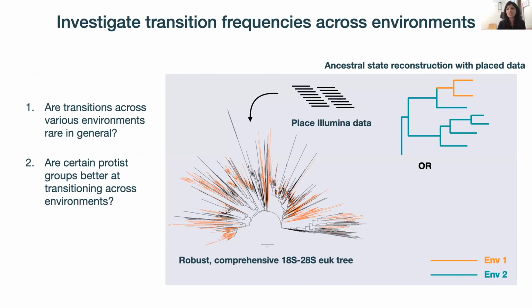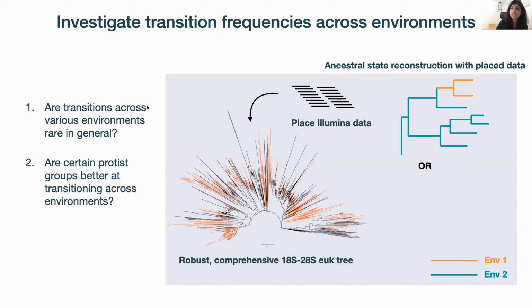So just to very briefly illustrate what I mean, one of the questions that I'm really interested in is how often protist groups transition across various environments. So are transitions really rare in general? And are some groups better at transitioning across environments than others? And do the transitions happen predominantly in one direction over the other? So these are the sort of questions that we can answer on a really broad scale now.